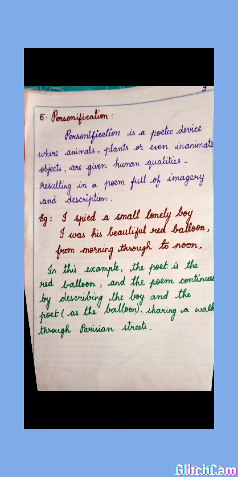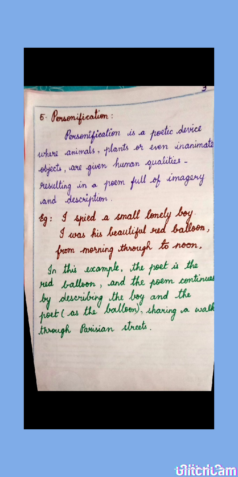The fifth poetic device which we are going to learn is personification. Personification is a poetic device where animals, plants, or even inanimate objects, meaning lifeless or not alive, are given human qualities. You know which are the human qualities now? All the adjective qualities which we are going to use here, resulting in a poem full of imagery and description. So the poem will be full of imagery. Imagery means the things which we imagine, using our senses, right?